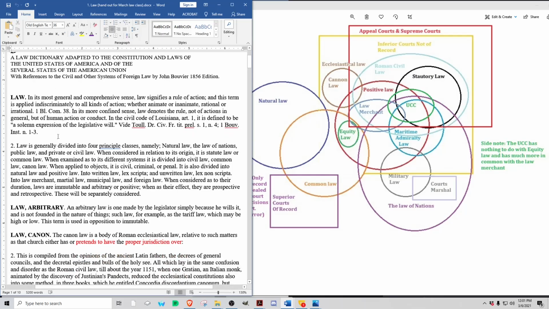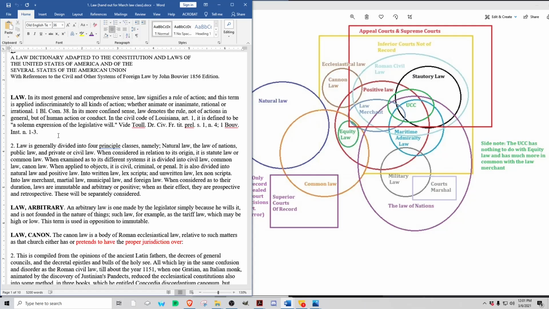So law, in its most general and comprehensive sense, signifies a rule of action, and this term is applied indiscriminately to all kinds of action, whether animate or inanimate, rational or irrational. And that, again, comes from Blackstone's Commentaries, which you can go read on your own because you guys now have a copy of it. In its more confined sense, law denotes the rule, not of actions in general, but of human action or conduct.